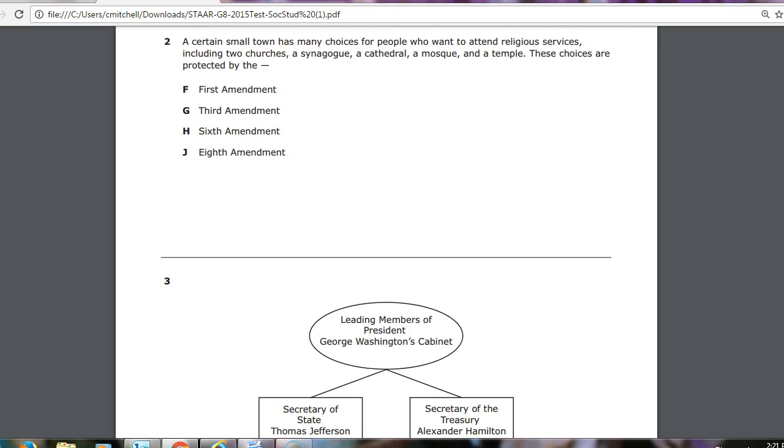Question 2. A certain small town has many choices for people who want to attend religious services, including 2 churches, a synagogue, a cathedral, a mosque, and a temple. These choices are protected by F. First Amendment, G. Third Amendment, H. Sixth Amendment, J. Eighth Amendment.